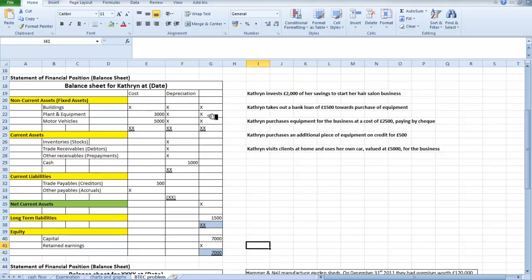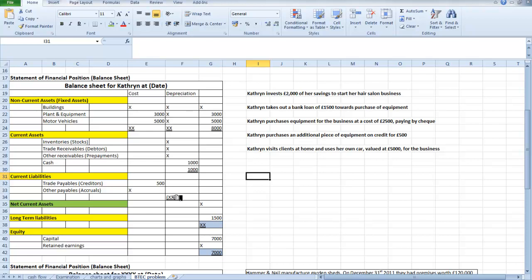And let's just go through this. There is no depreciation, so her plant and equipment at this point is worth 3,000, and motor vehicles are worth 5,000, giving us a total of 8,000. So that's her non-current assets. Her cash, she still has 1,000. She has no other sources of cash there, so that comes to 1,000.